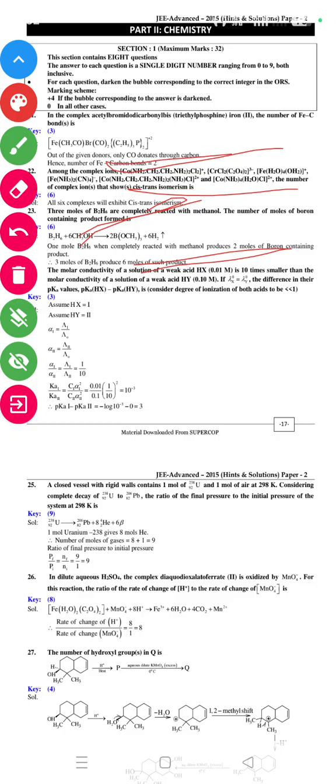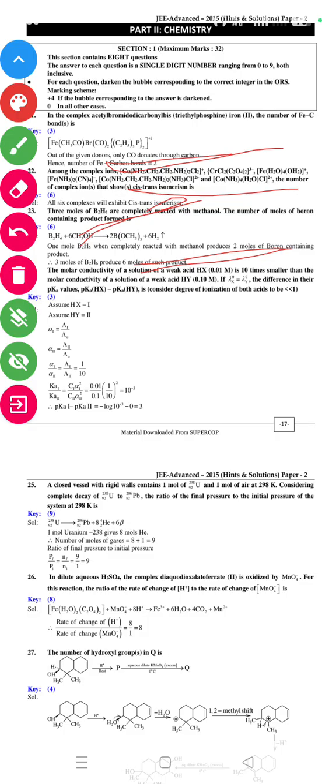The next question is: the molar conductivity of a solution of weak acid HX of 0.01 M is 10 times smaller than the molar conductivity of a solution of weak acid HY of 0.1 M. If lambda naught of X is equal to lambda naught of Y, the difference in their pK values, pK of HX minus pK of HY, is to be considered. The degree of ionization of both is much less than 1. Assume HX is 1 and HY is 2.